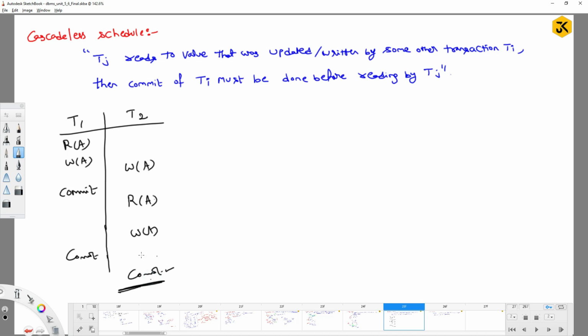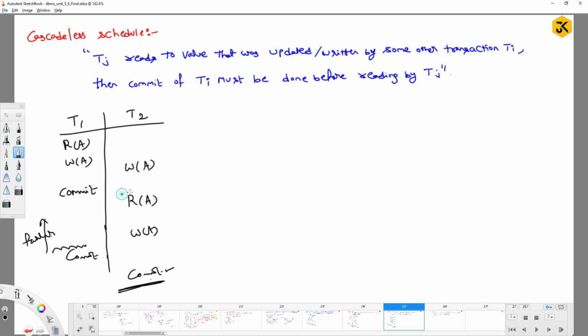But can I call it a cascading schedule? No, because for example, if the failure happens at this point of time, and this failure affects T2, it is not going to affect the entire transaction, but maybe only part of the transaction, right? So I can call it cascadeless schedule. So in what sense are we not going to roll back the entire transaction?